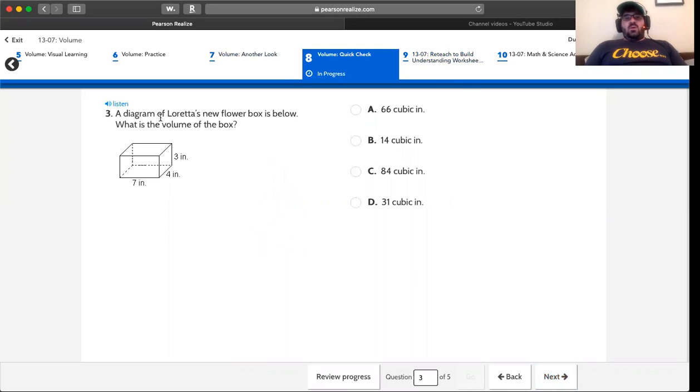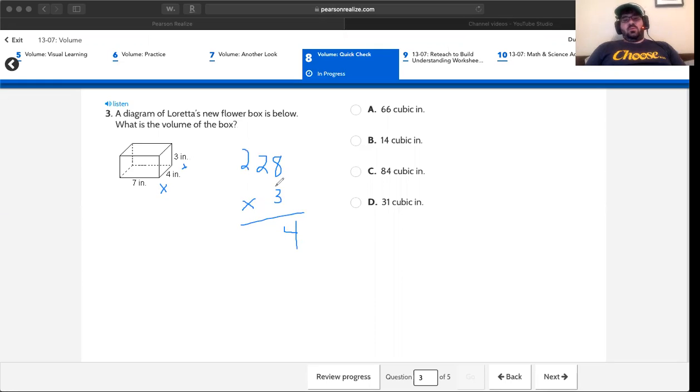A diagram of Loretta's new flower box is below. What is the volume of the box? Well, we know this by now. Multiply, length times width times height. 7 times 4 is 28. 28 times 3, 24. Carry the 2. 3 times 2 is 6, plus 2 is 8. 84 cubic inches.